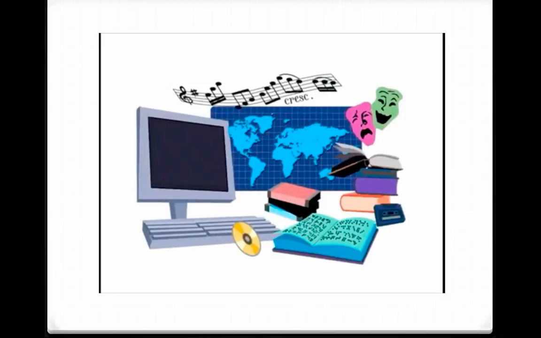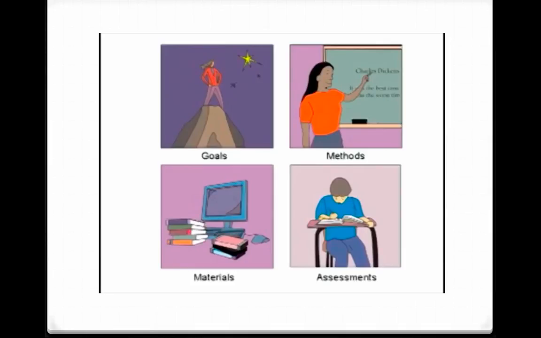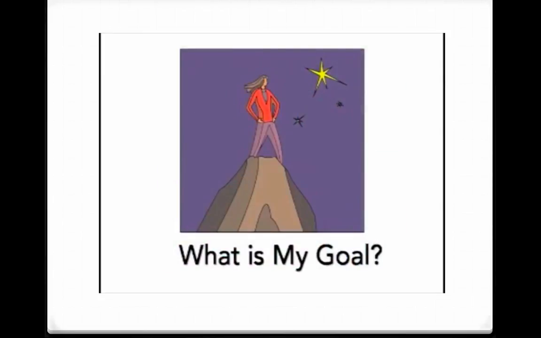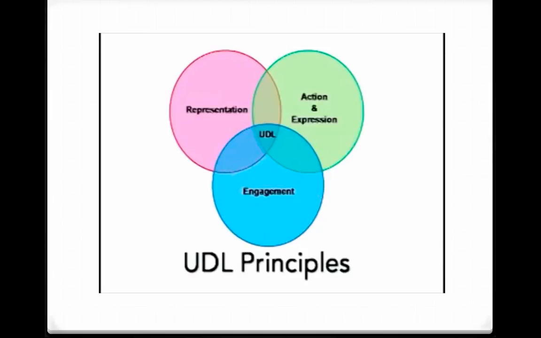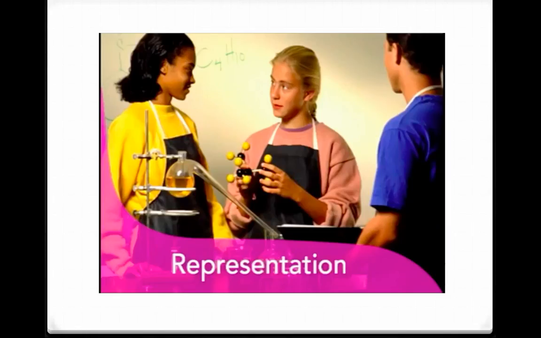UDL goes beyond access because we need to build in support and challenge. So how do we use the UDL framework to make learning goals, methods, materials, and assessments that work for everyone? First, ask yourself, what is my goal? What do I want my students to know, do, and care about? Then ask, what barriers in the classroom might interfere with my diverse students reaching these goals? To eliminate the barriers, use the 3 UDL principles to create flexible paths to learning so that each student can progress. Number 1, provide multiple means of representation.